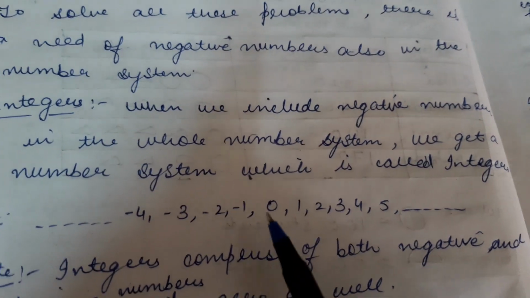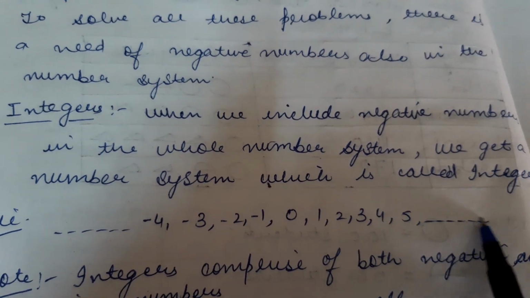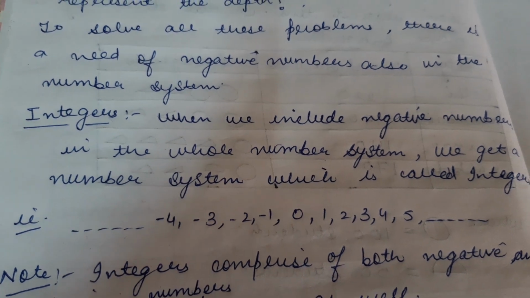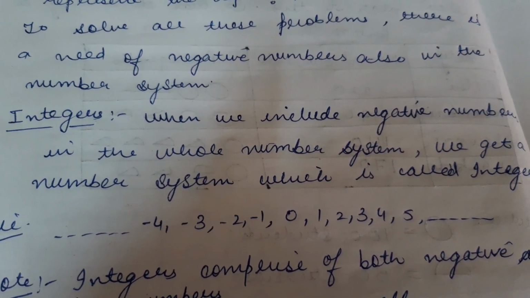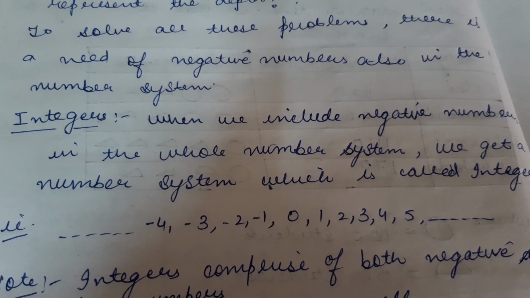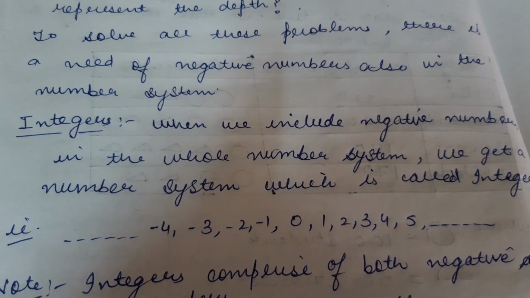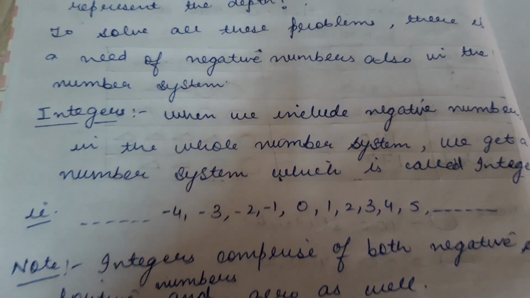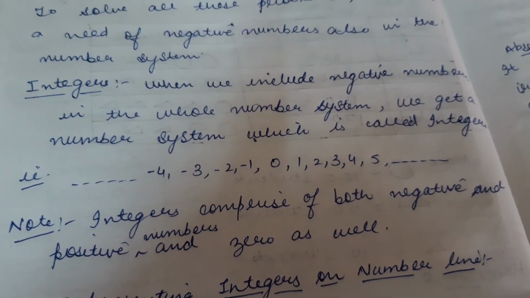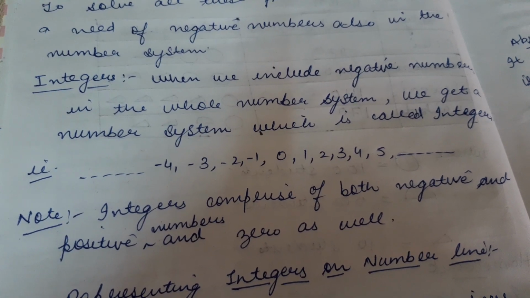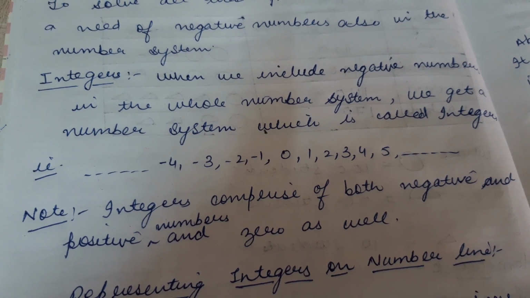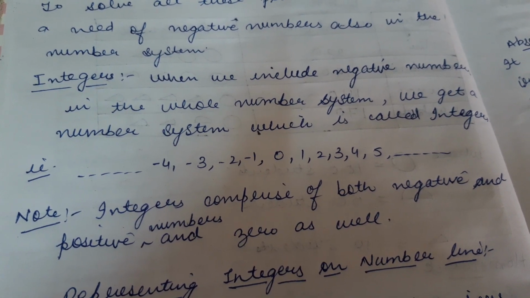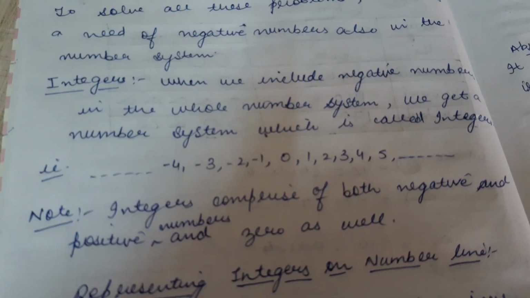That is, the number system is like this: 0, 1, 2, 3, 4, 5, and so on, and on the negative side it is like this: -1, -2, -3, -4, like this. Always remember one thing, that negative numbers are less than 0. From positive numbers, obviously they are smaller, but negative numbers are smaller than 0 as well. One thing to note here is integers comprise both negative and positive numbers and 0 as well. It doesn't mean that if we are talking about integers, then we are talking about negative numbers. No, that is wrong. Integers include positive numbers, negative numbers, and 0.